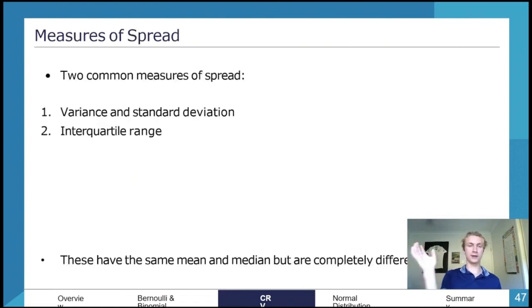Measures of spread. So we were talking about central tendency. Now we're talking about measures of spread. So left, right doesn't matter, but it matters how big it is. So there's two common measures of spread. Number 1 is variance and standard deviation. Number 2 is interquartile range. They both have the same mean and median, but they are completely different.